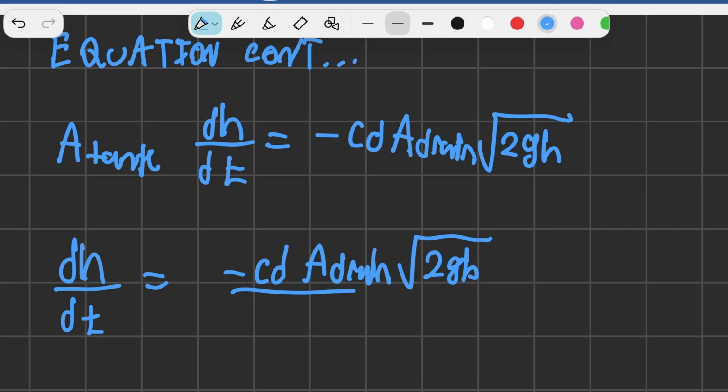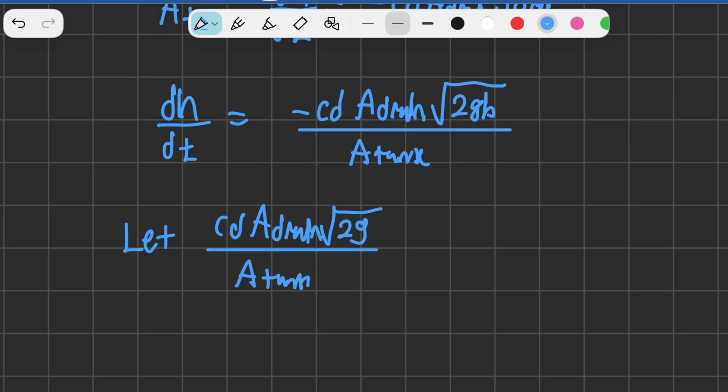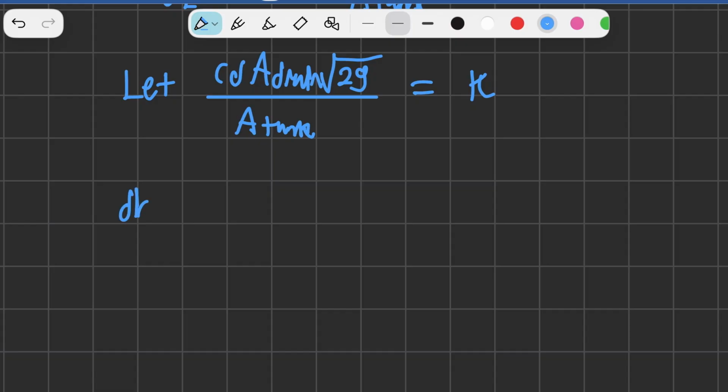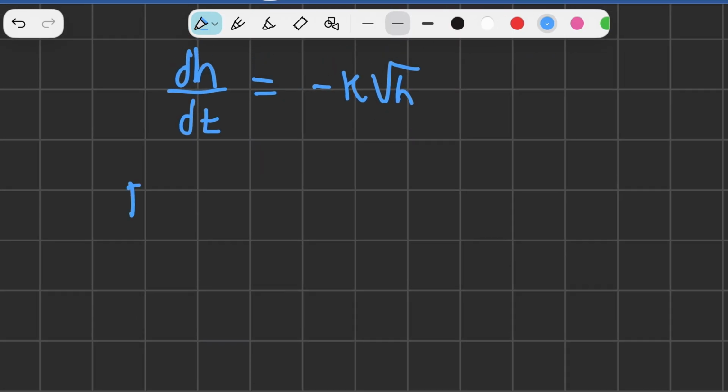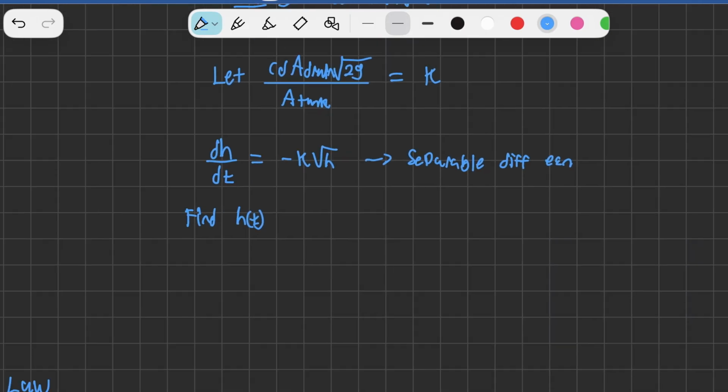Now, let's take the area of the tank and move it to the other side. Now I notice that all of these are constants, so let's take all of these and let it be equal to k, just to make this equation easier to digest. Now our goal is to find an equation for height as a function of time. What does this equation look like right now? It's got a differential in there, so we know it's a differential equation. And it looks like I can separate the variables on both sides. So, we have a separable differential equation.